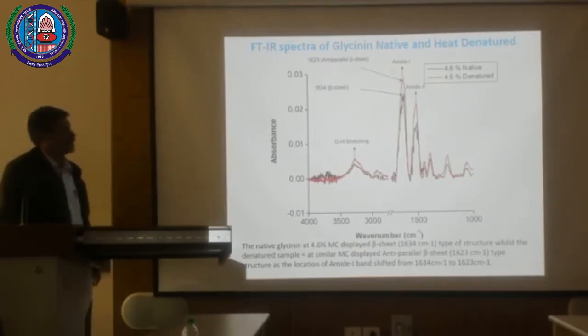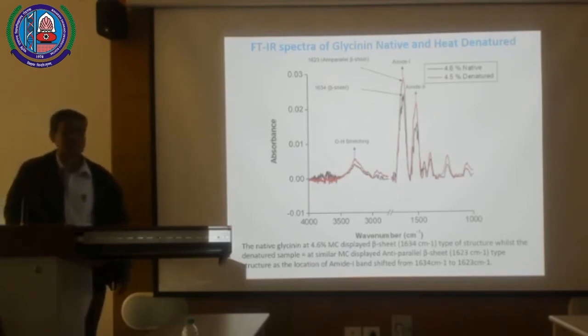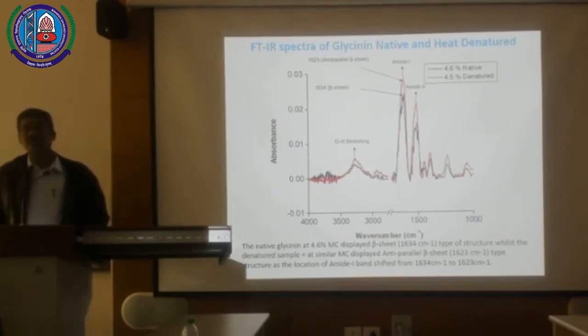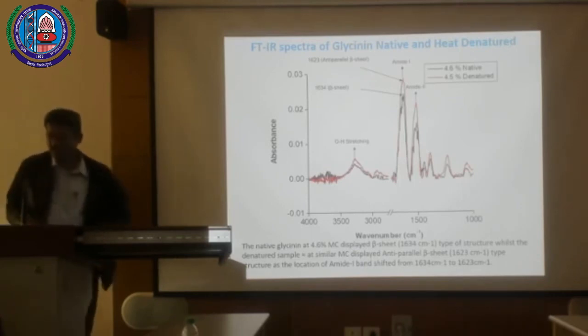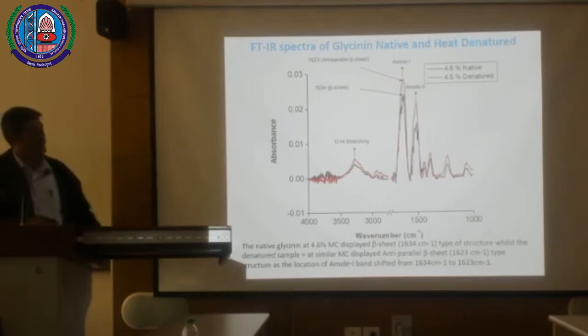Here, in the denatured protein, you can see the frequency is increasing and the intensity is increasing within the same condition. The position of the native protein configuration is 1634, that's beta sheet. When you denature, it becomes an anti-parallel type of beta sheet. You can see 1623, no longer at the same position. So this is a denatured protein with a different configuration.